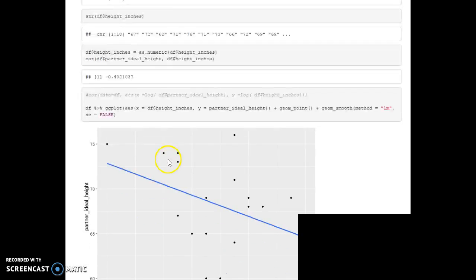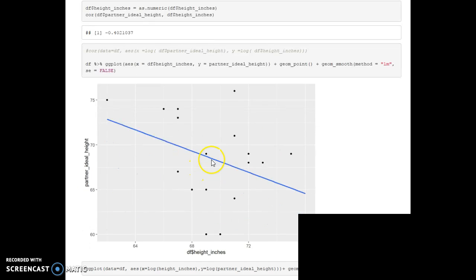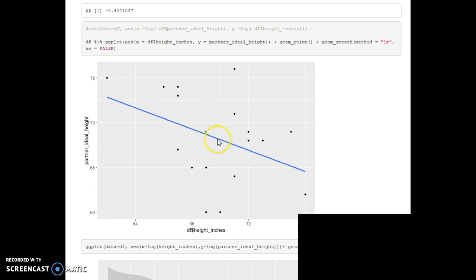The correlation we found, so here's our graph as we plotted this. Ideal partner height is over here on the left, and the height of the individual is our dependent variable. We see a slight negative correlation here. So the value calculated is negative 0.402, more or less. This is a moderate negative correlation.